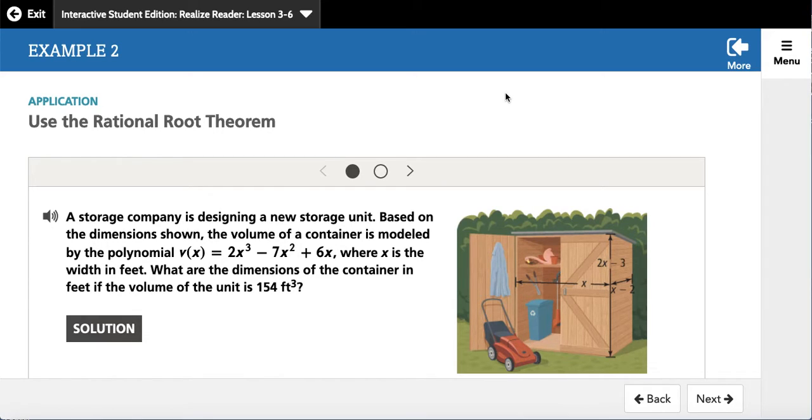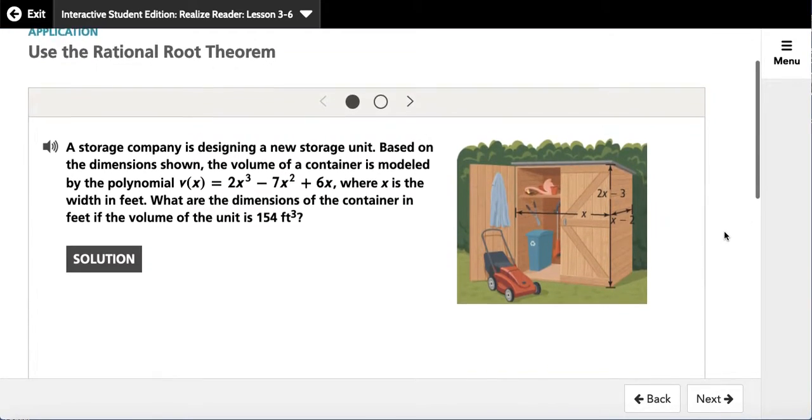Hello Algebra 2 students, here's the second video for section 3.6. We're going to use the rational root theorem on a word problem.